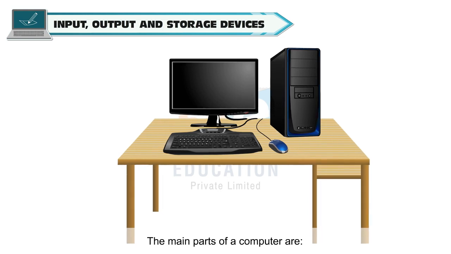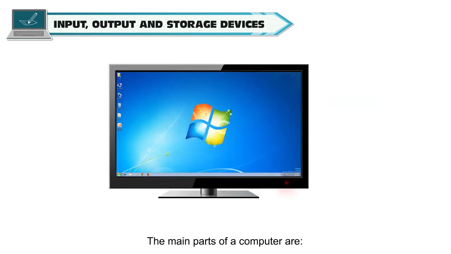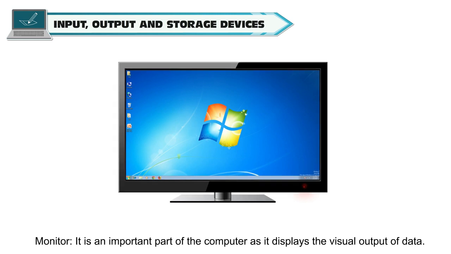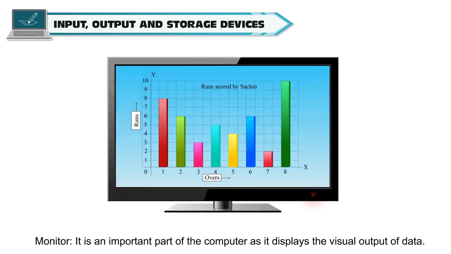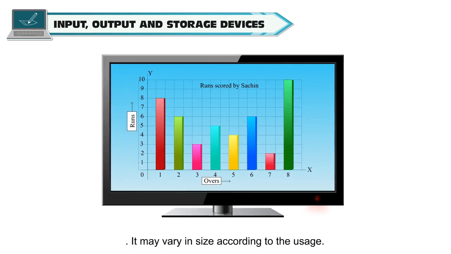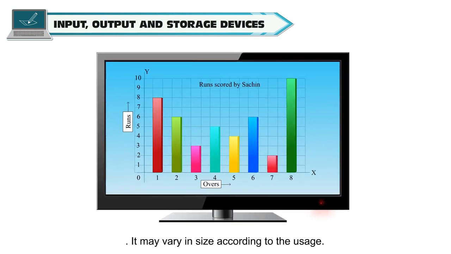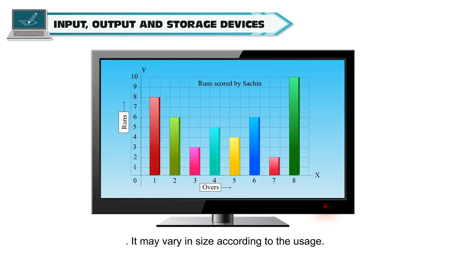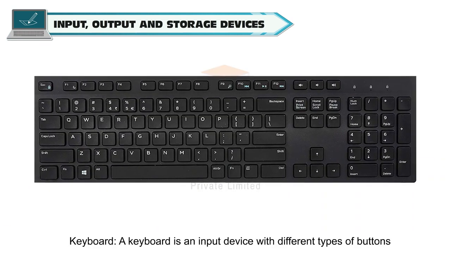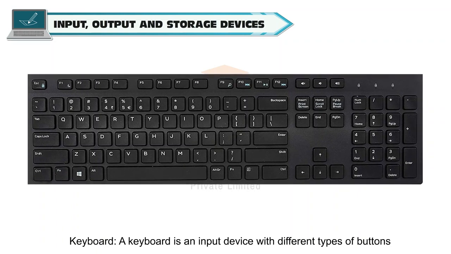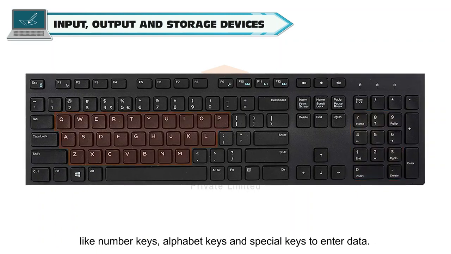The main parts of a computer are monitor. It is an important part of the computer as it displays the visual output of data. It may vary in size according to the usage. Keyboard. A keyboard is an input device with different types of buttons like number keys, alphabet keys, and special keys to enter data.